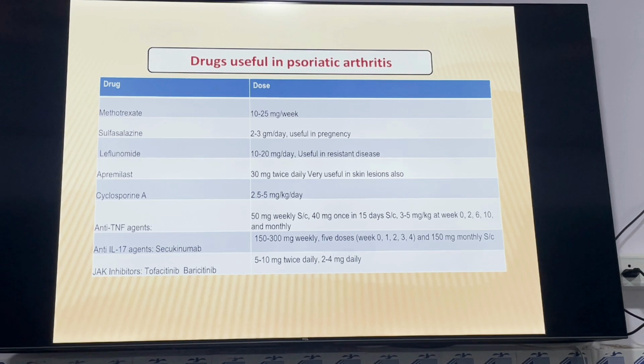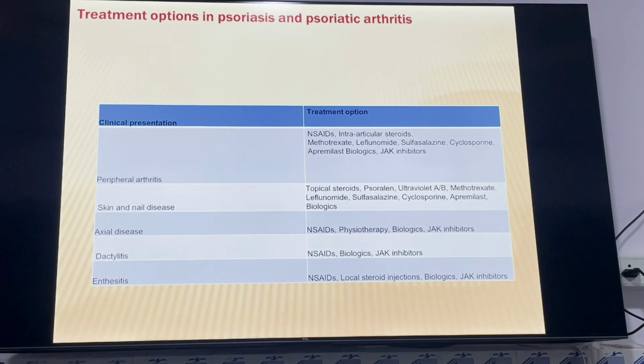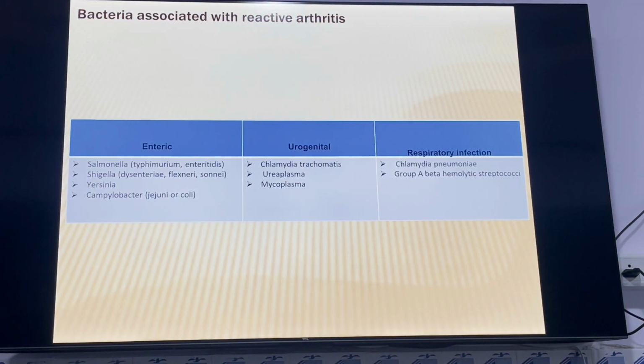So these are the useful drugs. Already I told you about methotrexate, sulfasalazine, leflunomide, etc. Treatment options in psoriasis: for peripheral arthritis, we have these drugs. For the skin and nail changes, these drugs. Axial disease, dactylitis, enthesitis: here the JAK inhibitors. Axial disease, you can use the JAK inhibitors. Dactylitis, again the biologicals and JAK inhibitors. Enthesitis, again the JAK inhibitors. So you can use them here. Reactive arthritis.